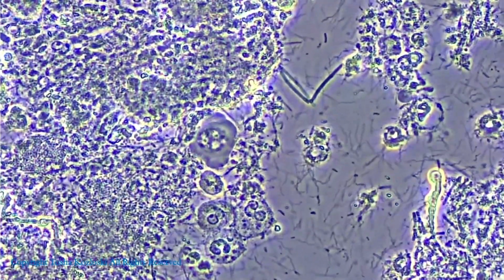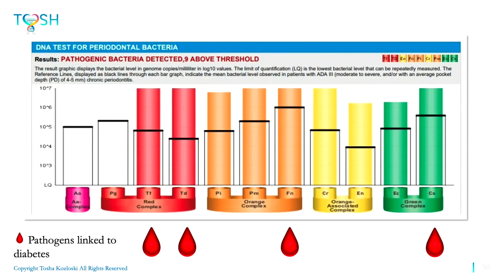And she had a lot of spirochetes. The next step was to take a salivary lab test. There are several different tests available right now. My personal favorite is the paper point test, because you can take the paper point and put it all the way to the base of the pocket.